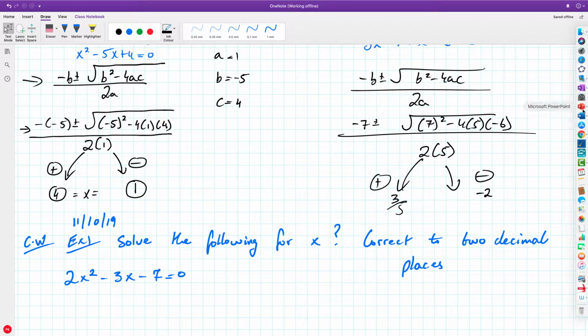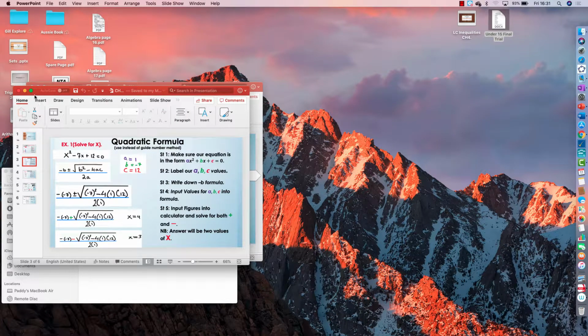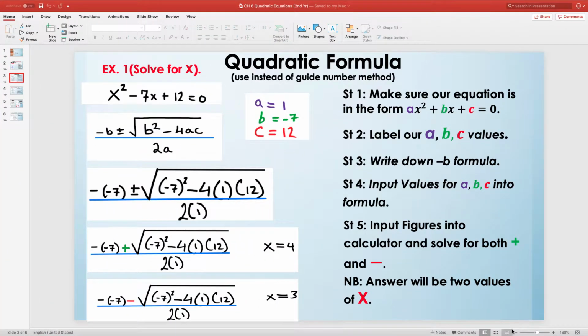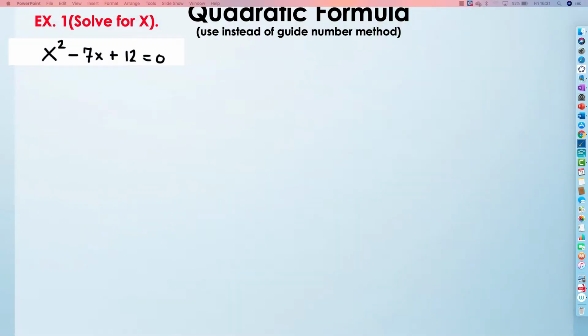Right, so a little look at last week's stuff first. Right, minus b formula, that for me, please. From that. Yeah, the quadratic formula we used last week.